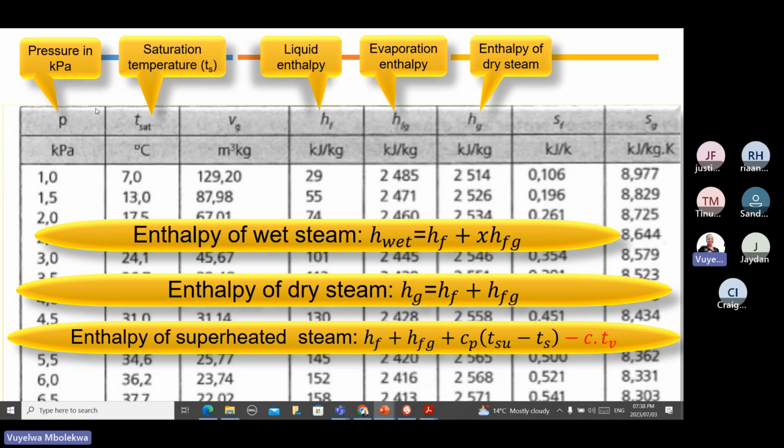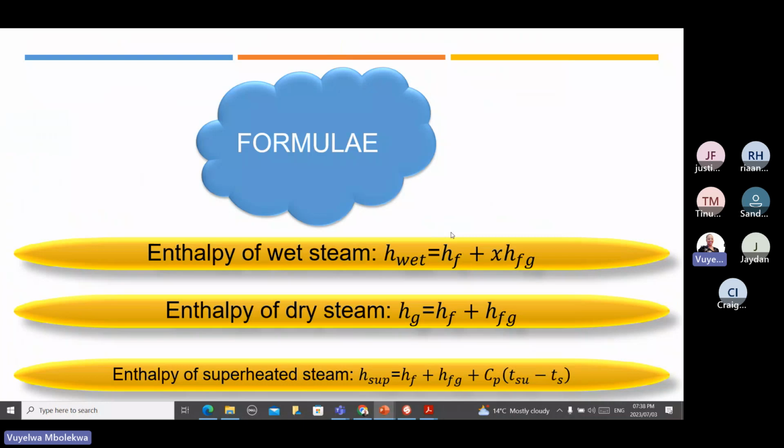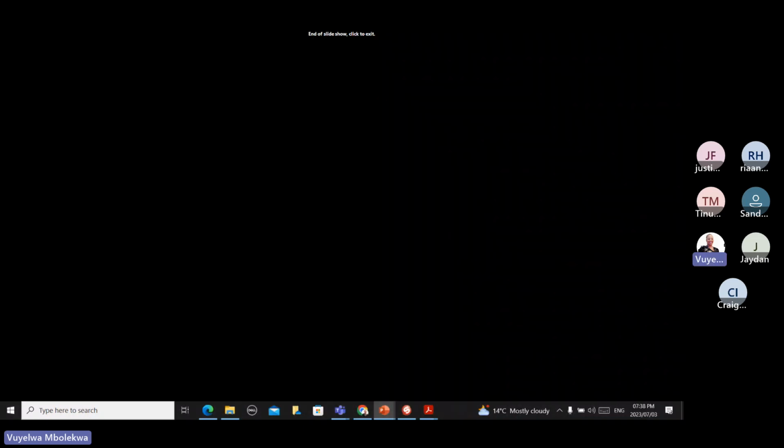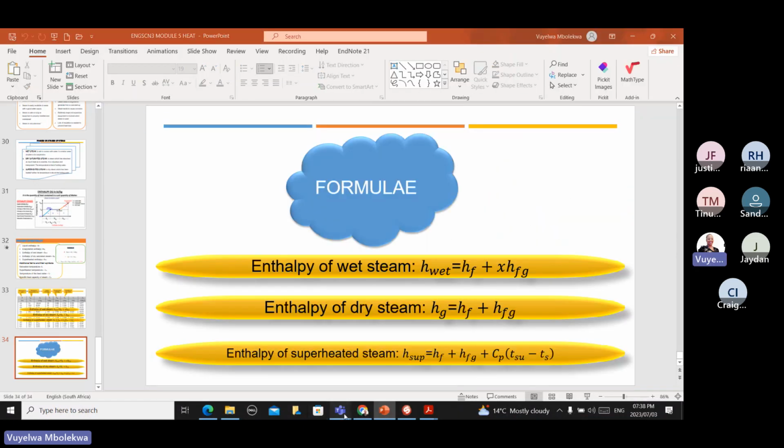So this is just further explanation that you have in your notes that the first column is pressure, the second one is saturation temperature, then the liquid enthalpy, we don't use this one at N3, and then the evaporation enthalpy and the enthalpy of dry steam. And yeah, that is all for the steam module.